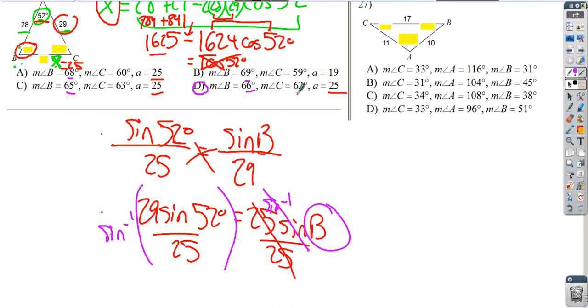And we could also find the missing angle. 66 plus the 52 would be 118. That leaves 62 degrees left over, so it has to be option D.